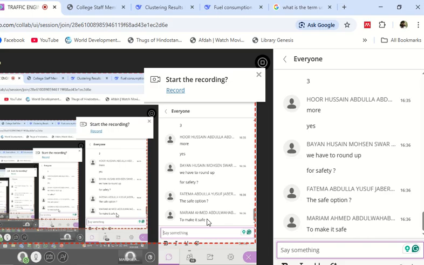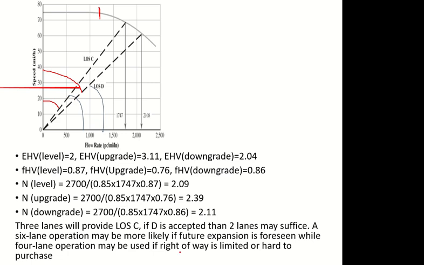Okay, yeah, for safety. Okay, you have the right idea here. So the point is, we round it up. But in this question, they gave me another option as well. I can go to D as well.